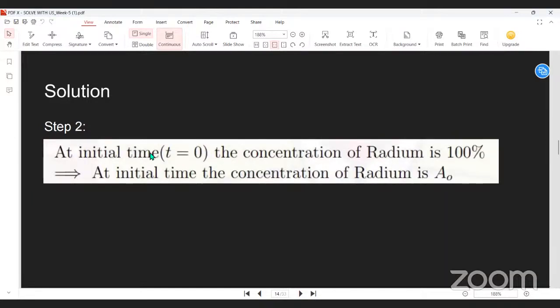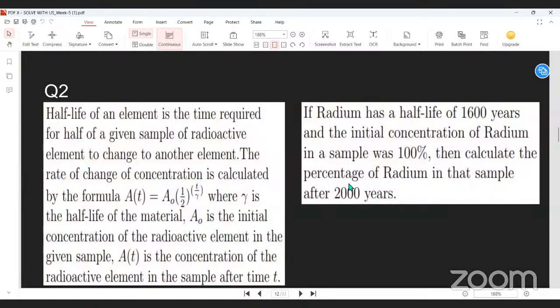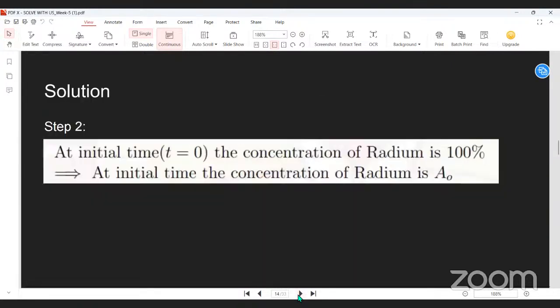So at initial time t equals to 0, the concentration of radium is 100%. At initial time, the concentration of radium is A naught, right? So what's the question asking? The question is asking, calculate the percentage of radium in that sample. So in order to calculate the percentage, we need to apply the formula of radium after 2000 year upon radium at initial concentration, right?